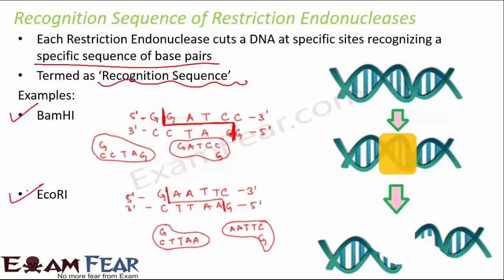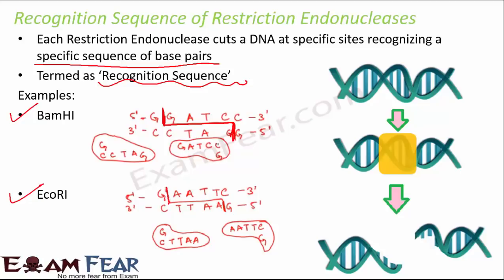Similarly, if you talk about another restriction endonuclease like EcoRI, for this the sequence is GAATTC. So for every restriction endonuclease, there is a different recognition sequence. For BamHI, this is the sequence. For EcoRI, this is the sequence. So whenever a specific sequence is encountered, then the restriction nuclease which can react to that specific recognition sequence will respond. So in this case, again, it breaks the bond between GA and GA.